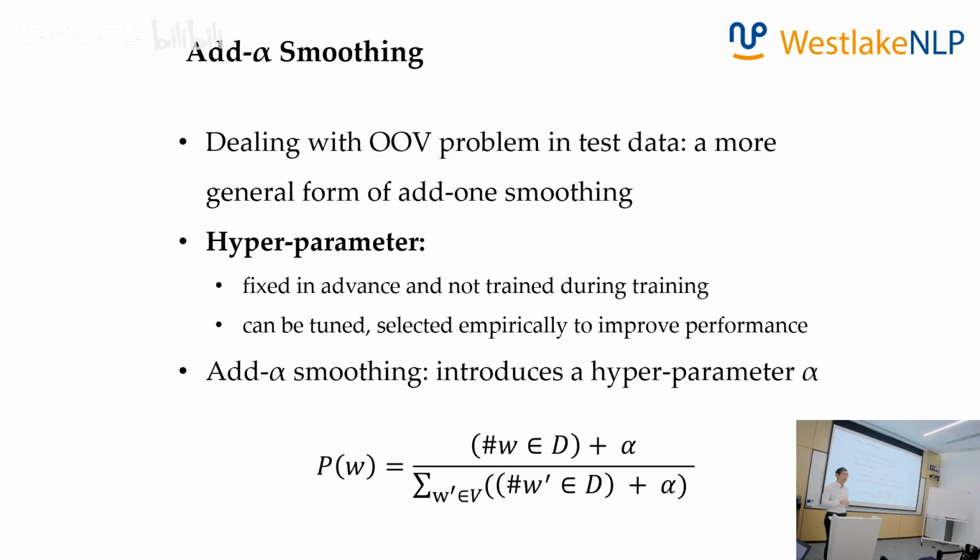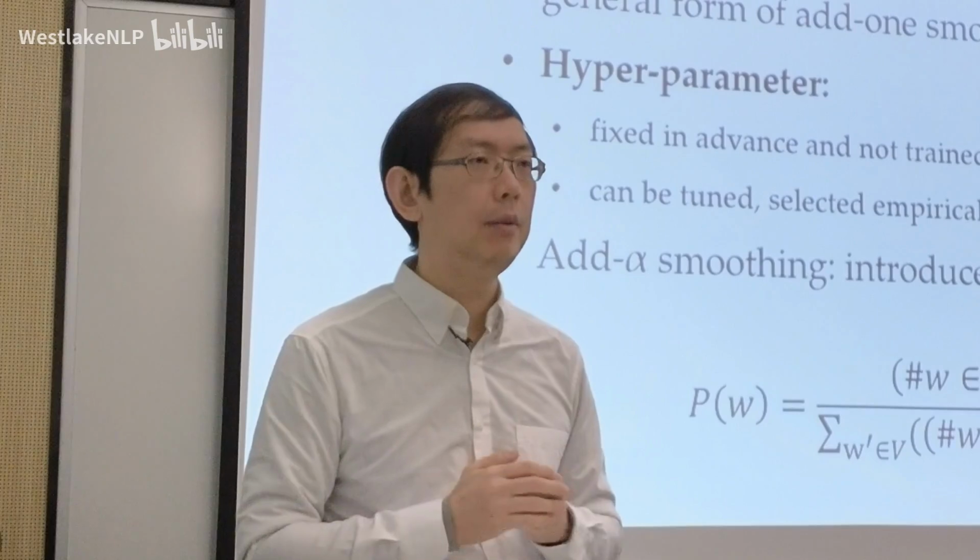It's called a hyperparameter because it's not decided during your MLE model training, but it's decided before your model training. It's a hyperparameter which you can adjust manually before you train your model. So, how do you adjust your hyperparameter?